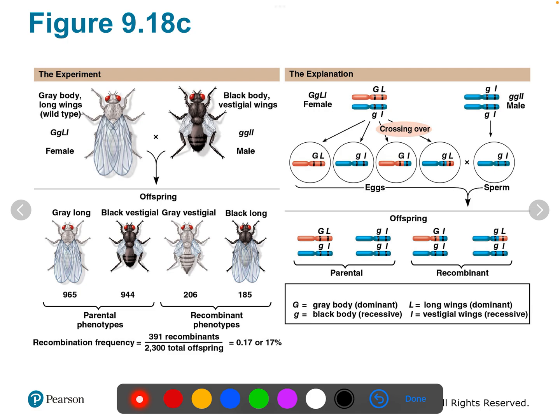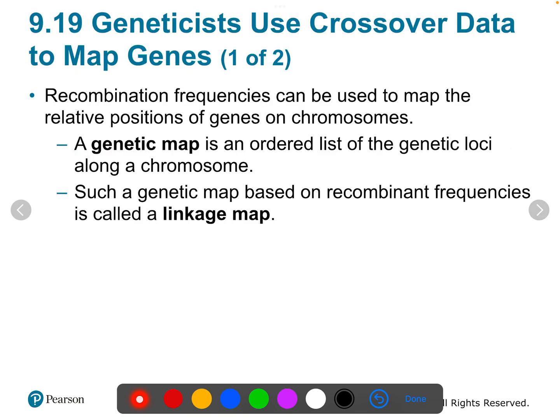And so what they're able to do by looking at things like, for example, the tendency of particular traits to stay together or the tendency for them to recombine in different ways, it allows geneticists and scientists to create what's called a genetic map. And a genetic map is an ordered list of genetic loci along a chromosome, like the placement of this particular character, this particular character, this particular character. And a genetic map that also indicates the recombinant frequencies, or the chances that they will stay together or travel apart from each other, those kinds of things, is called a linkage map.